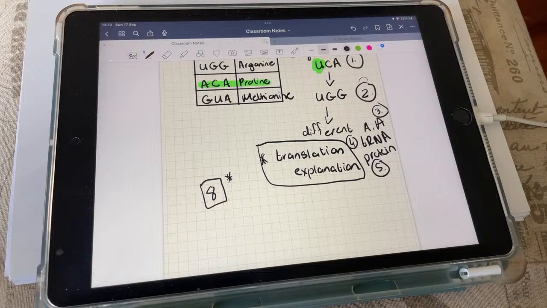Lillian wants to know, can I do a need to know for evolution? Absolutely. I think that's what we're going to do.